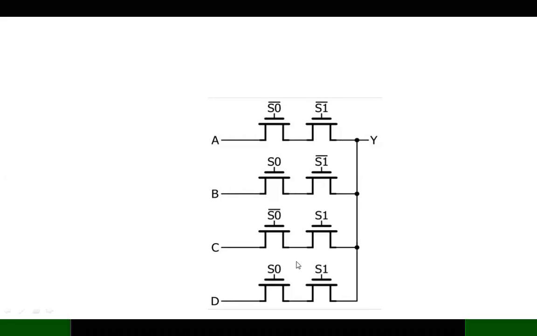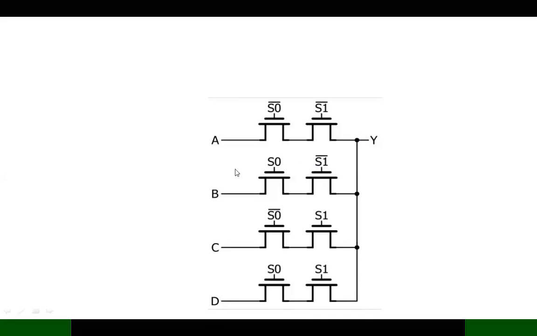So here we have all the combinations: 0, 0, 0, 1, 1, 0, and 1, 1, all the combinations. So based on these combinations, suppose 0, 0 is selected, then what is going to happen? A will be passing to my output, right? Similarly, if 1, 1 is selected, D will be passing to my Y.